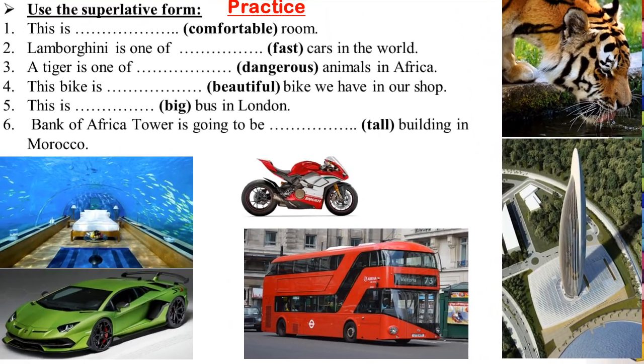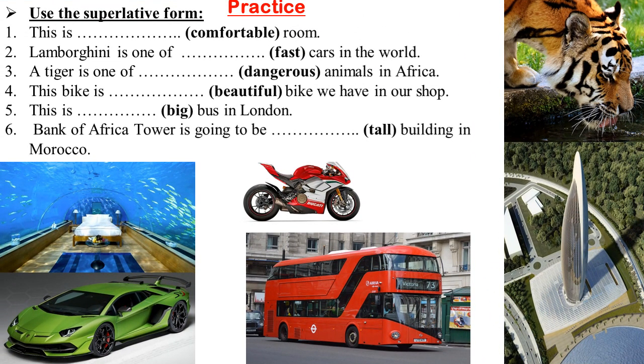Now let's move into the practice, which is a really essential step for you guys. Try to form the superlative. So you have the first sentence: This is a comfortable room. Comfortable room. How many syllables do we have here in this adjective? Comfortable. 4 syllables. So it is clear. Long adjective. So you have to obey the rule of long adjectives.